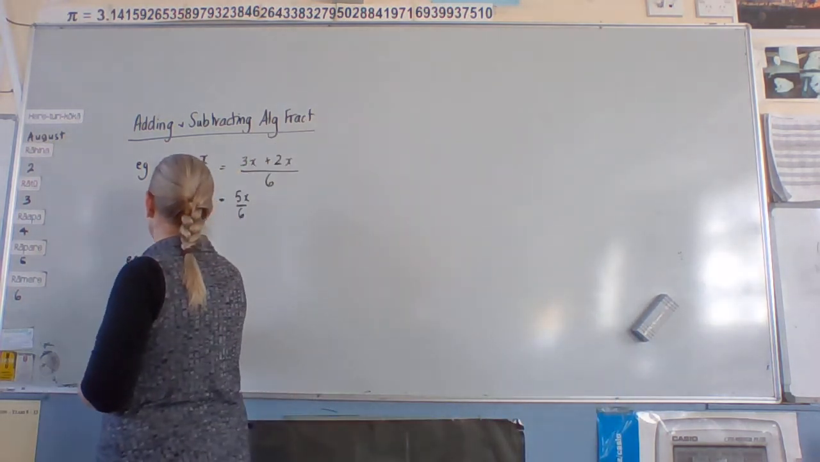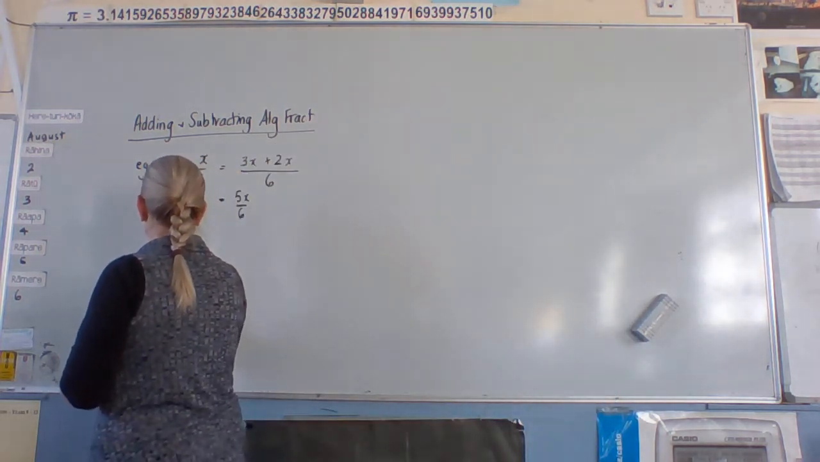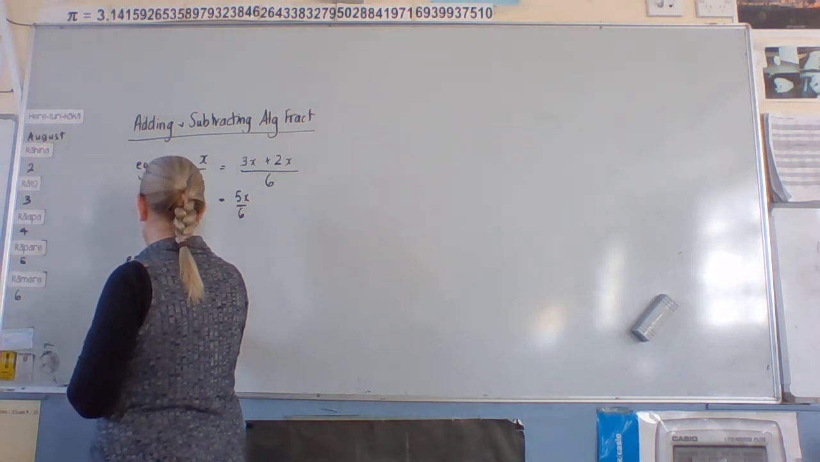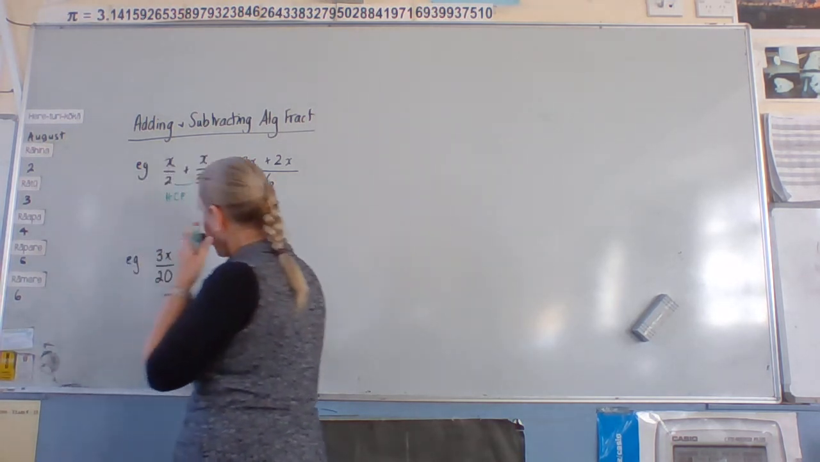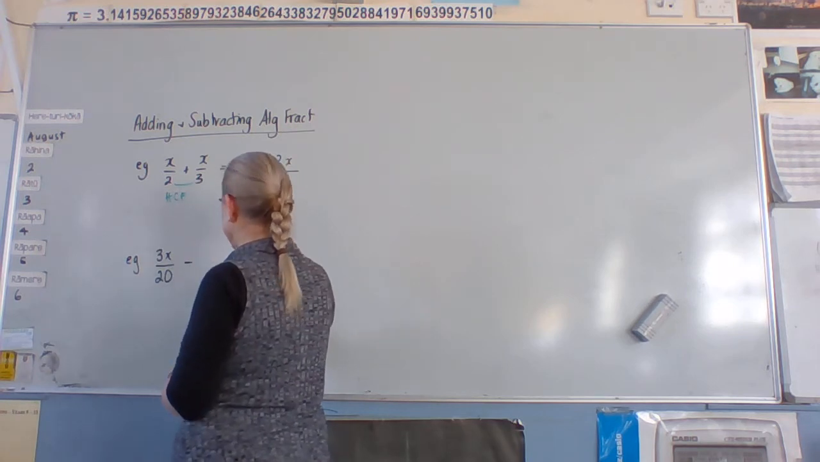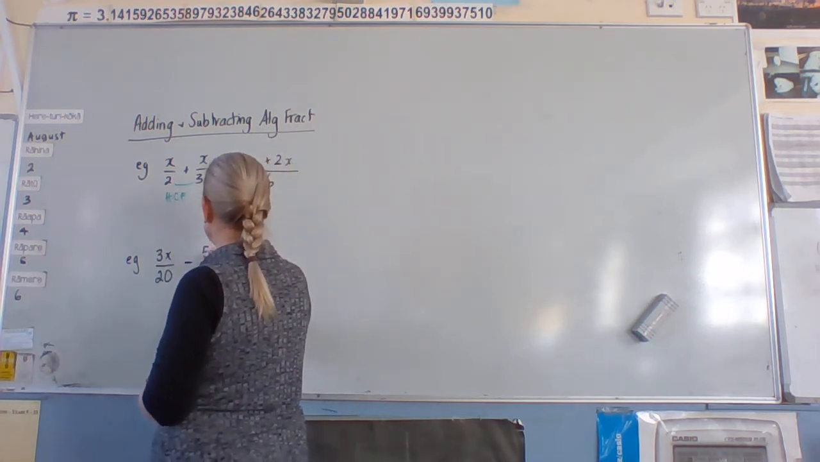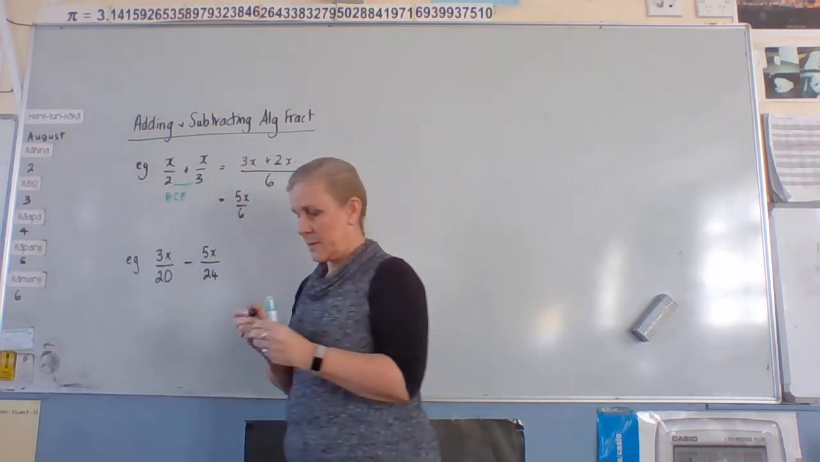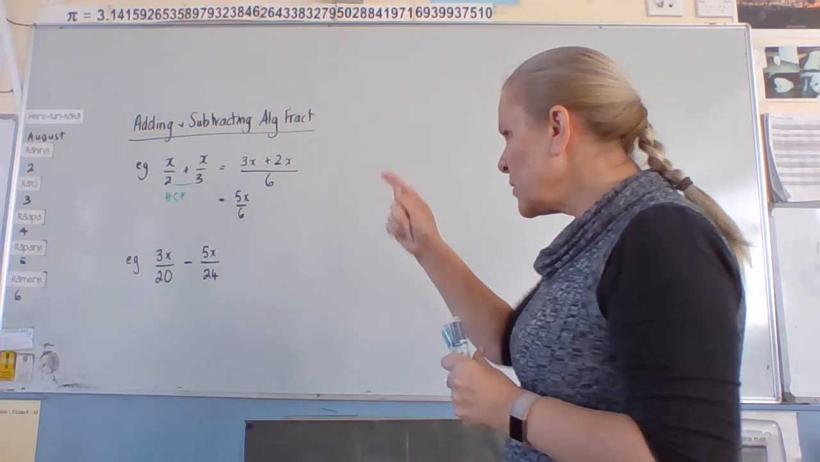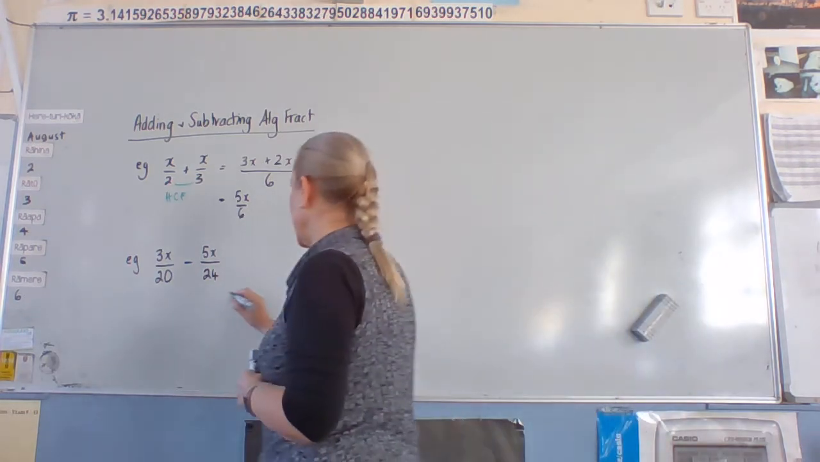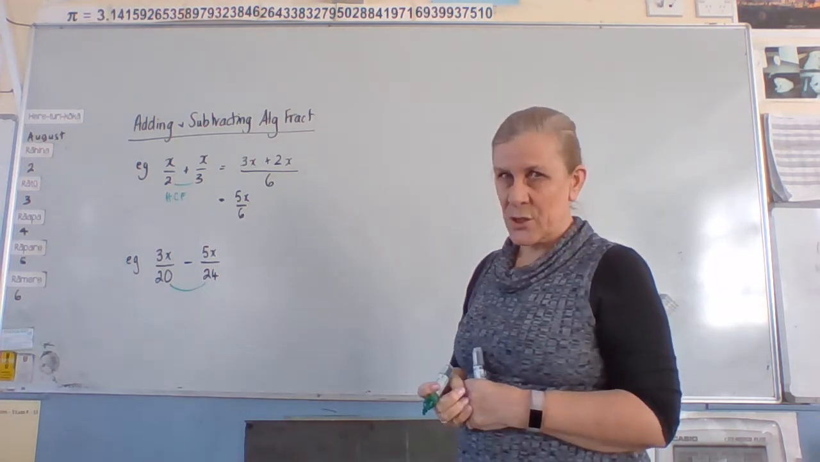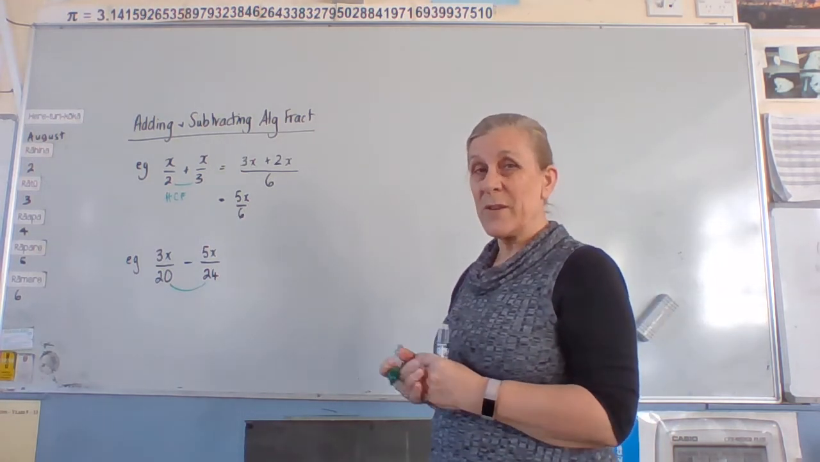So if we've got 3x over 20 minus 5x over 24. All right, so if I'm going to multiply those together to get the common denominator, that's a pretty big number, 480 in fact. And because it's 20, it's not too bad. But had it been another number, it could have been really revolting.